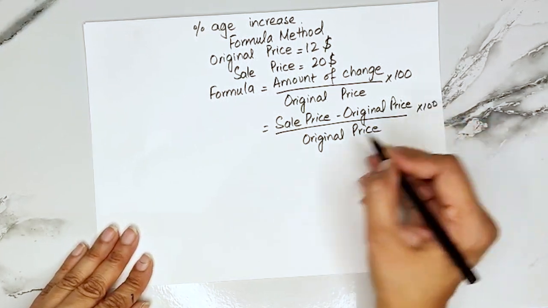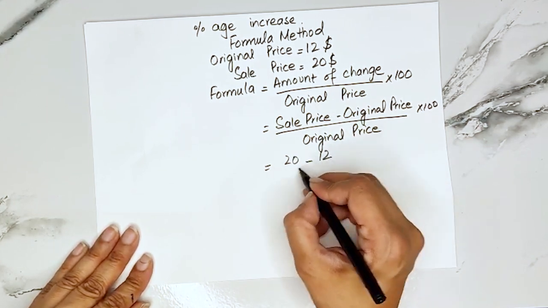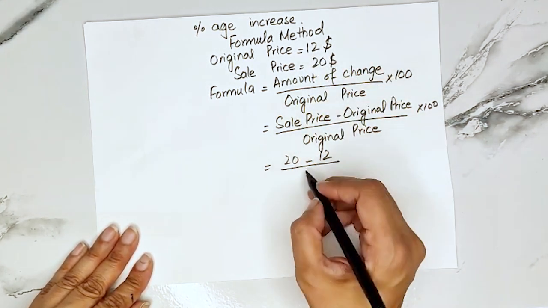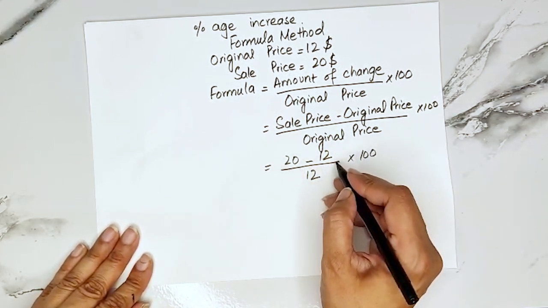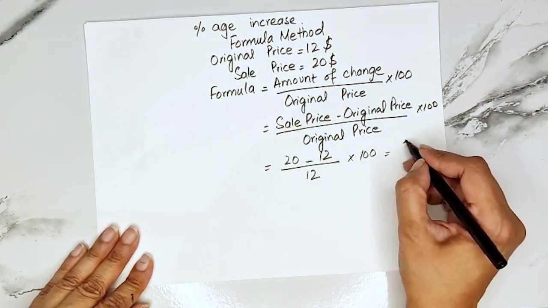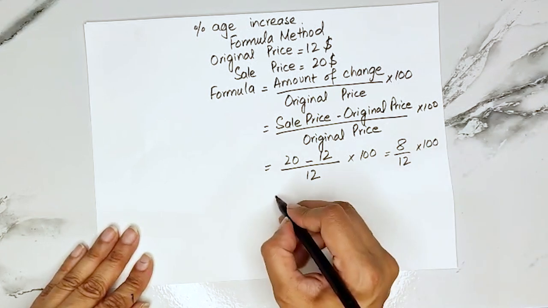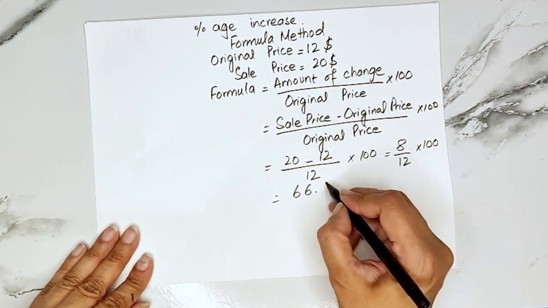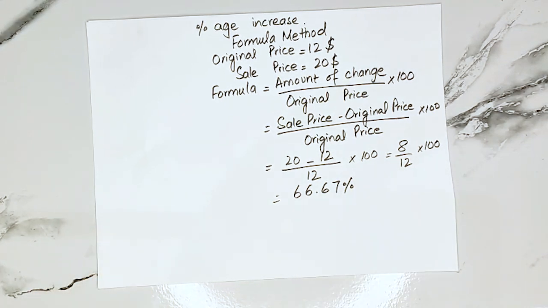into 100. The sale price is, as mentioned here, $20 minus $12 divided by the original price, which is 12, into 100. So 20 minus 12 is equal to 8. 8 by 12 into 100. So that is 66.67% increase. So this is how you can calculate the percentage increase in any number by using the formula method.